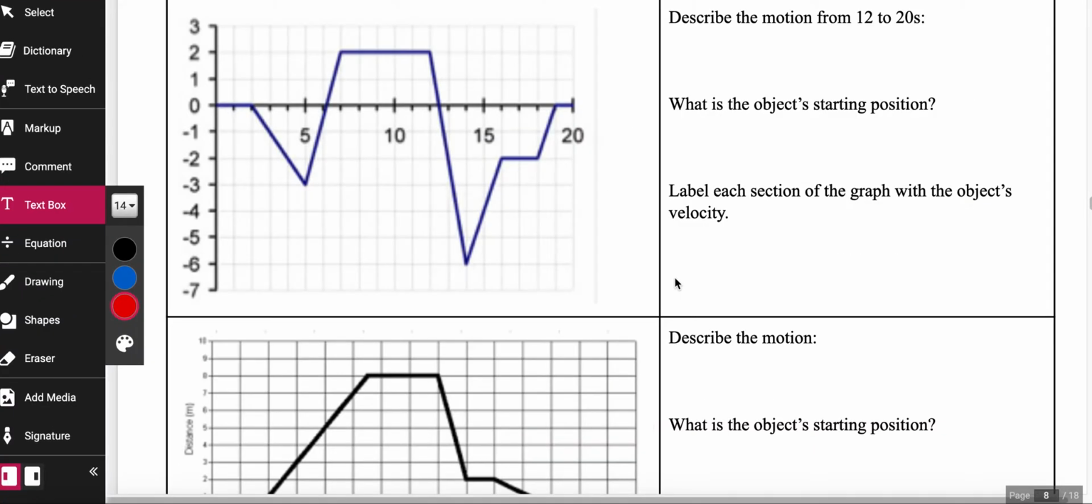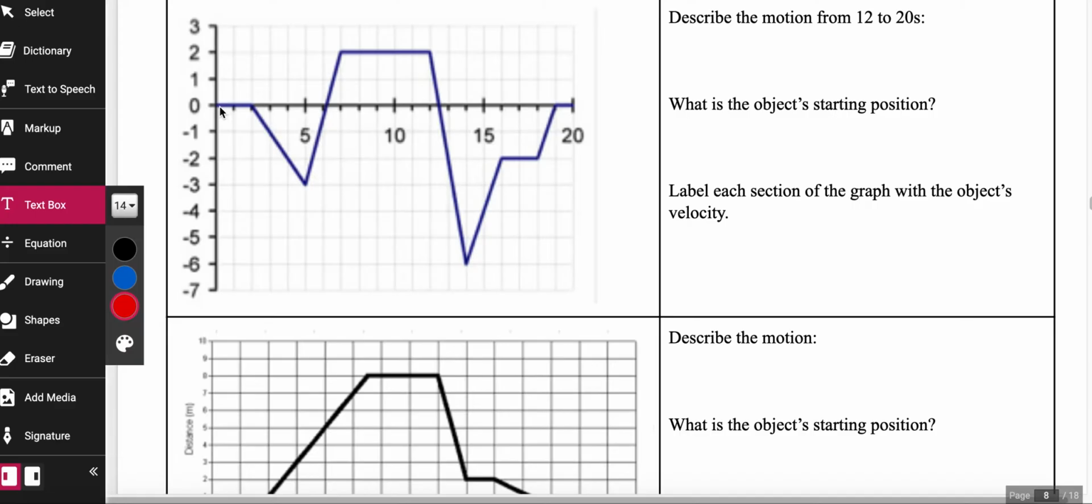Next one, so I'm looking at this second graph. I'm asked to describe the motion from 12 to 20 seconds. And then I'm also in this third part asked to determine the velocity. So 12 seconds is right here, and then 20 seconds is here. So I just want to differentiate what the velocities are before I am describing all this motion. Okay, so I'm going to go through and describe the velocities first.